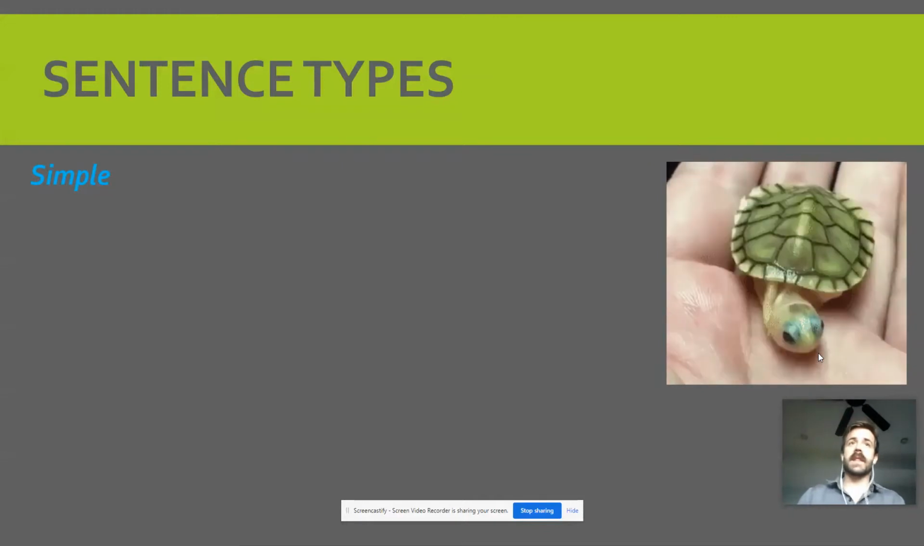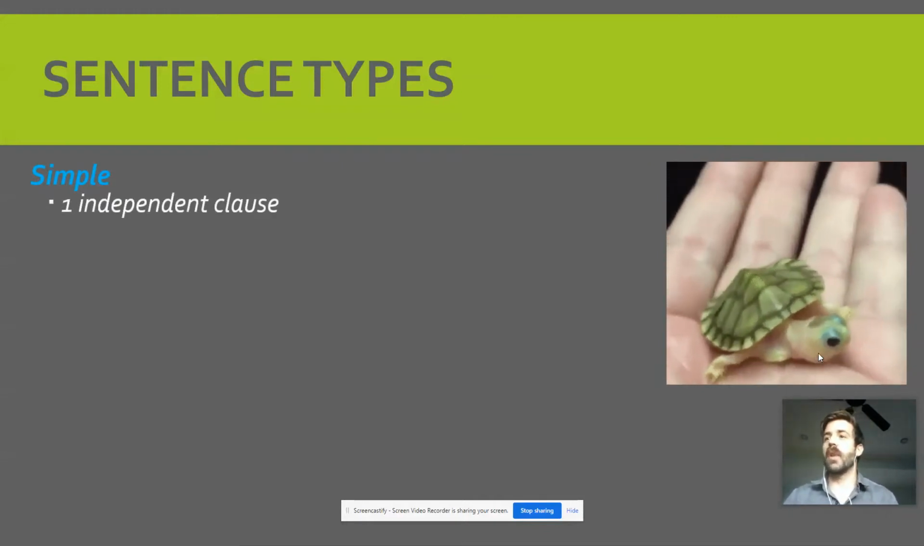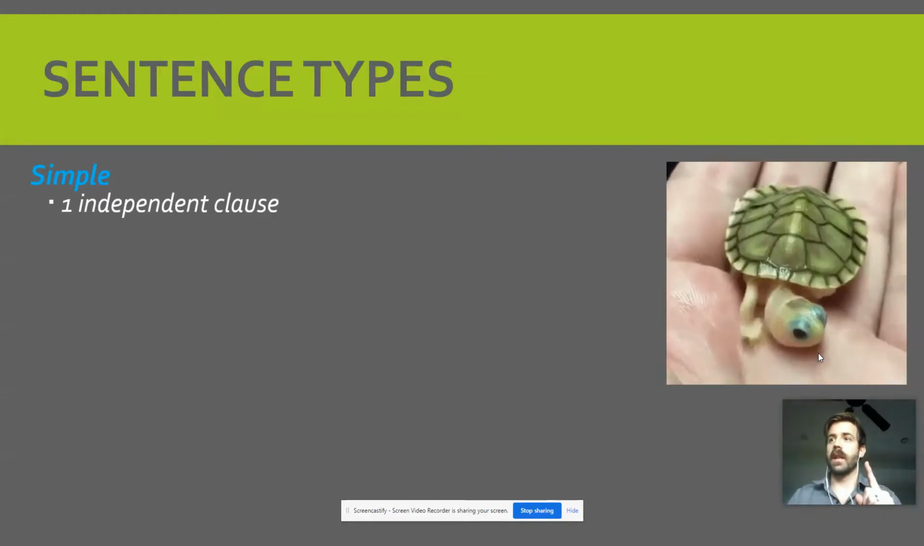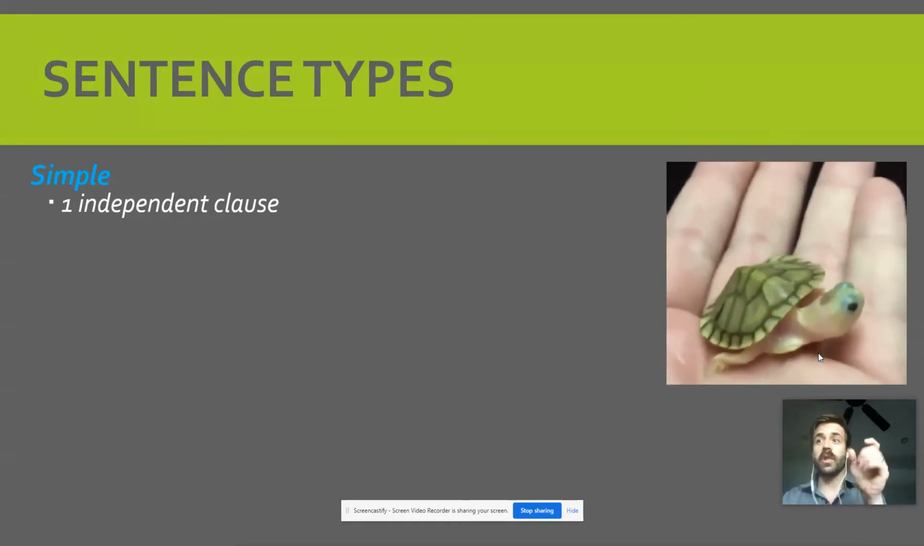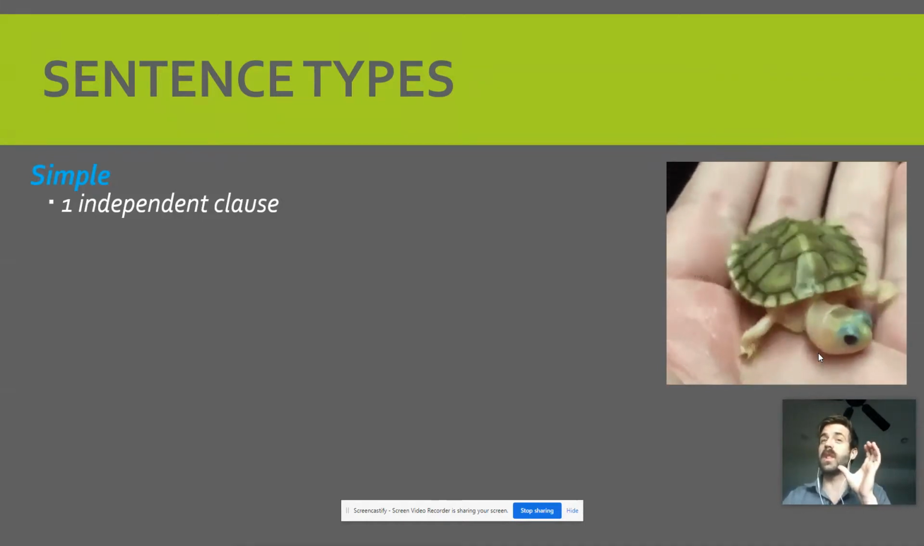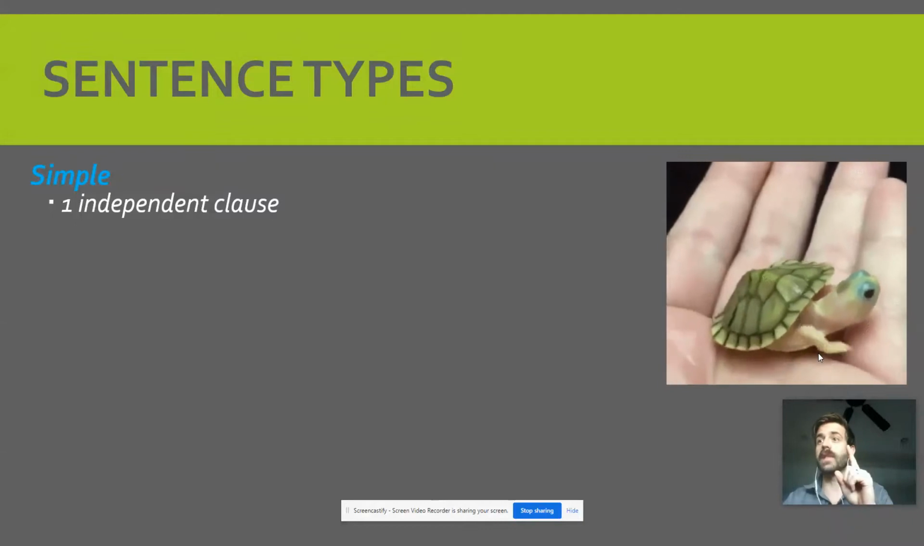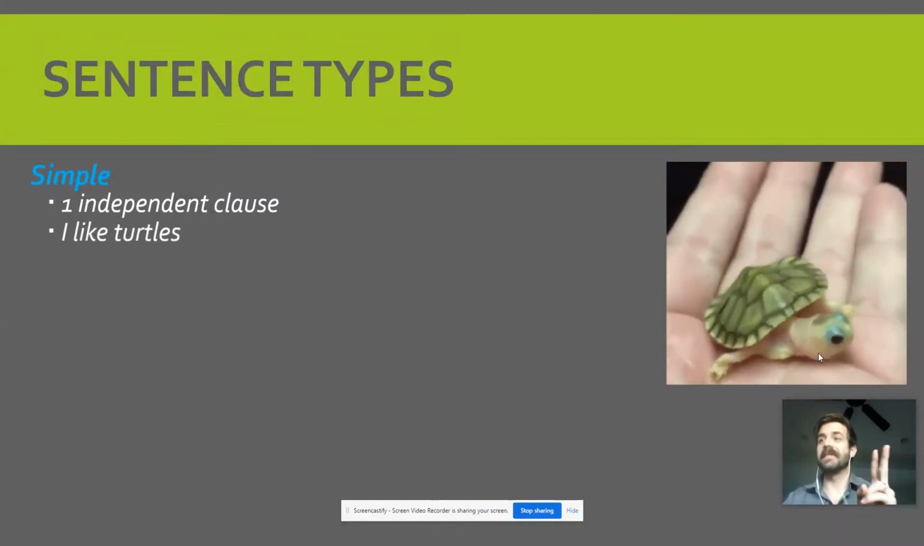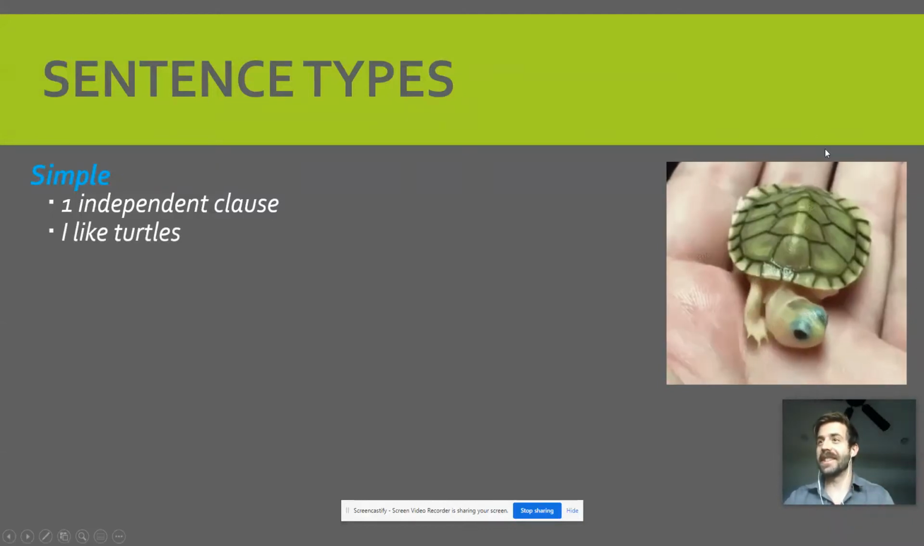So the first type of sentence is a simple sentence, which is comprised of just one independent clause. And that could be a really, really short independent clause or it could be a long independent clause. Remember, this is just one thing that we're talking about that has one subject and one verb. Like, I like turtles. And who wouldn't? Look at this little guy. He's so cute.